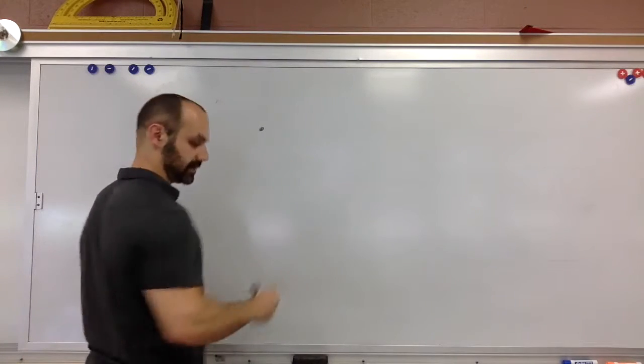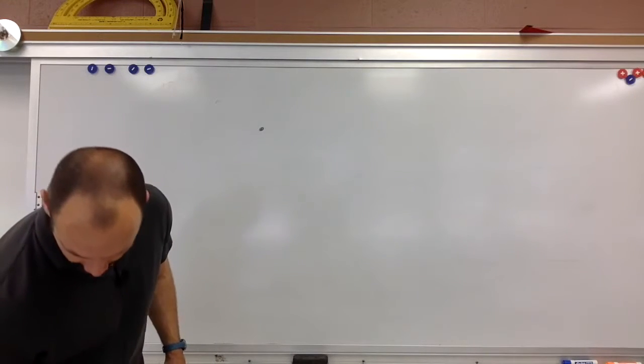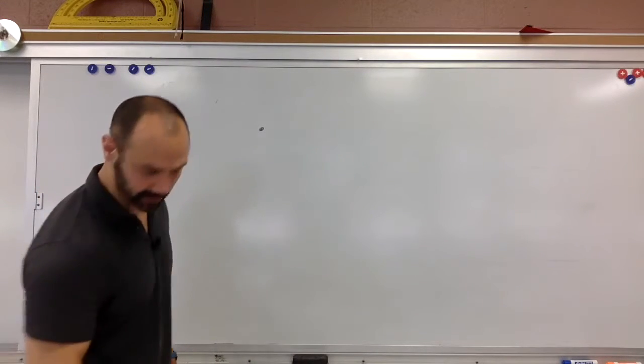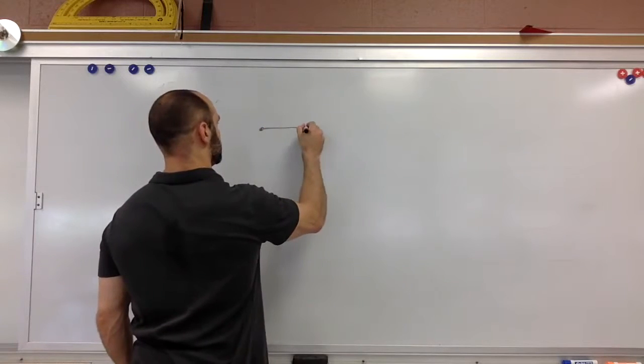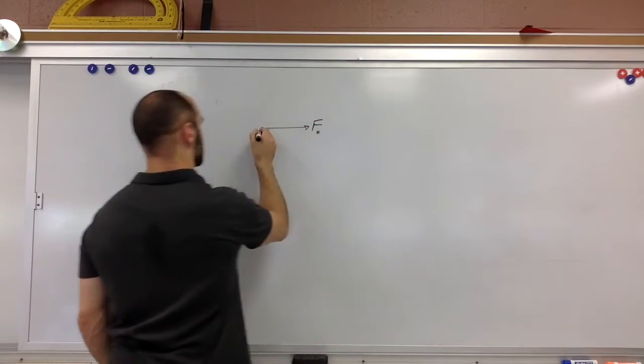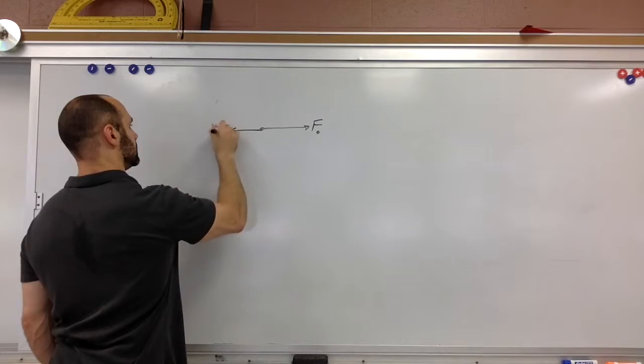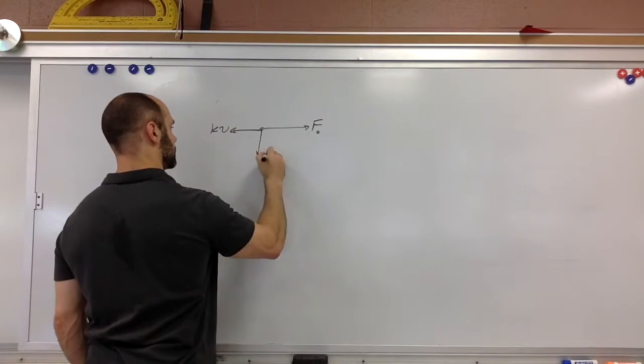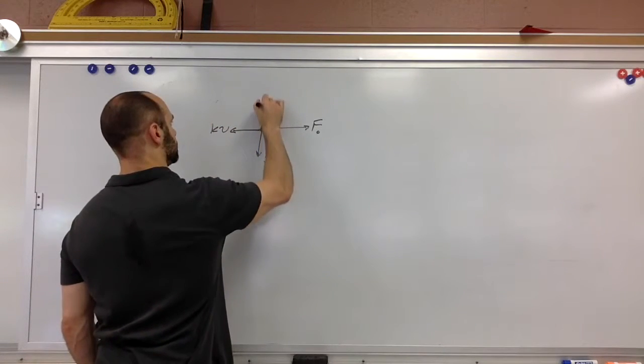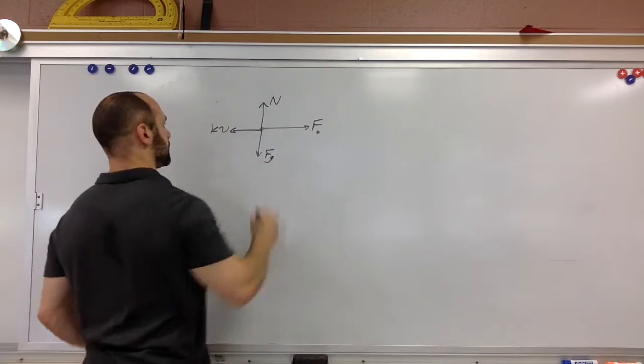And so here is the force of the car, which we can call F naught, constant force. That's it pushing to the right, F naught. The resistive force is kV. Don't forget the force of gravity. And then equal to the force of gravity but opposite in direction is the normal force.